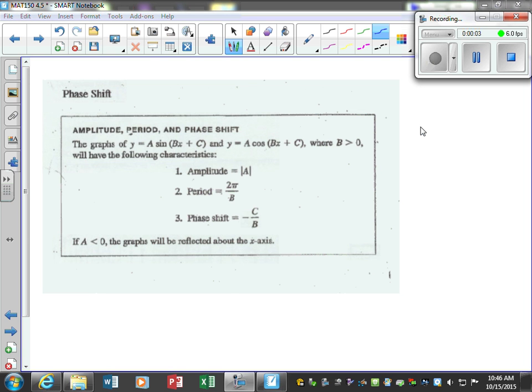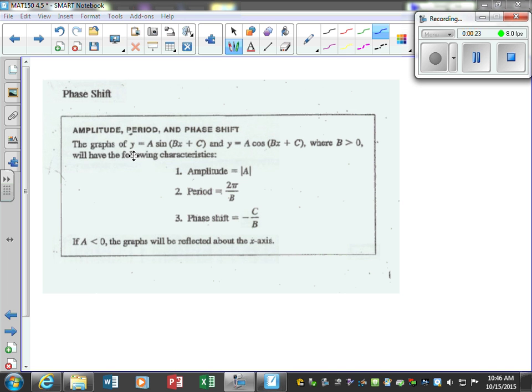In this next video, we're going to look at some variations of the parent graphs for sine and cosine wave, and we have this definition for amplitude, period, and phase shift. So take a minute, pause the video, and copy these formulas down because we're going to use them in the rest of the video.